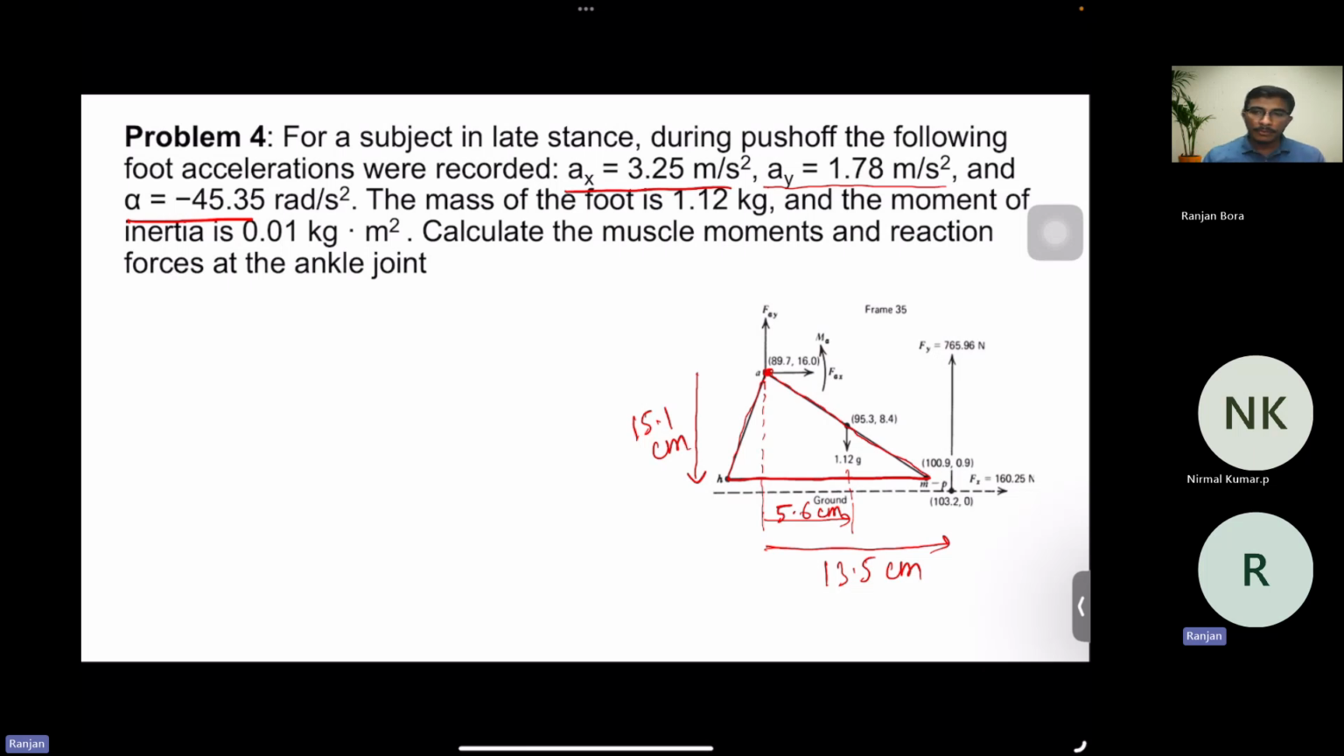So in the previous problem, we used summation Fx equal to 0. But here, since there is acceleration, we'll use summation Fx equals mass into acceleration in the x direction. And one more equation is summation Fy equals mass into acceleration in the y direction. And there is summation of moment about the ankle joint equals I multiplied by angular acceleration alpha.